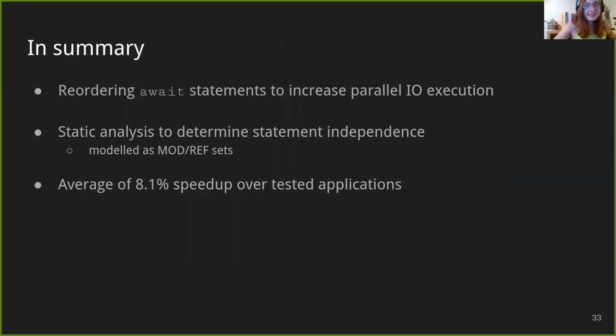So in summary, this project was for reordering await statements to increase parallel IO execution in JavaScript programs. We used a static analysis to determine statement independence, modeled as mod and ref sets. And then on our tested applications, we saw an average of 8.1% speed up.